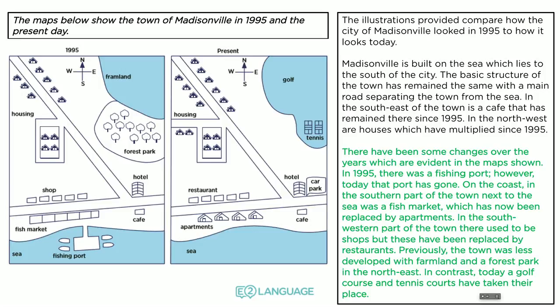There have been some changes over the years which are evident in the maps shown. In 1995 there was a fishing port. However, today that port has gone. On the coast in the southern part of the town next to the sea was a fish market, which has now been replaced by apartments. In the southwestern part of the town there used to be shops, but these have been replaced by restaurants. Previously the town was less developed, with farmland and a forest park in the northeast. In contrast, today a golf course and tennis courts have taken their place.